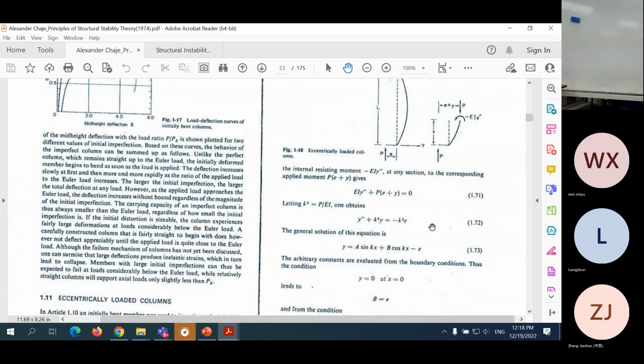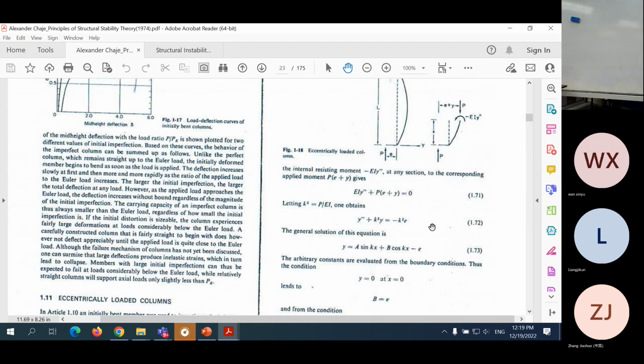Again, the derivation process here: we start with this, get to this, and rearrange like this. Then there are always two solutions. The homogeneous one is always the same, a sin kx plus b cos kx, plus a particular solution that depends on what is on the right-hand side of the equation.